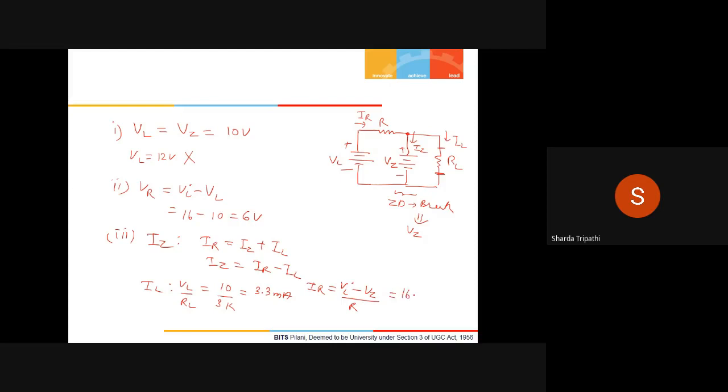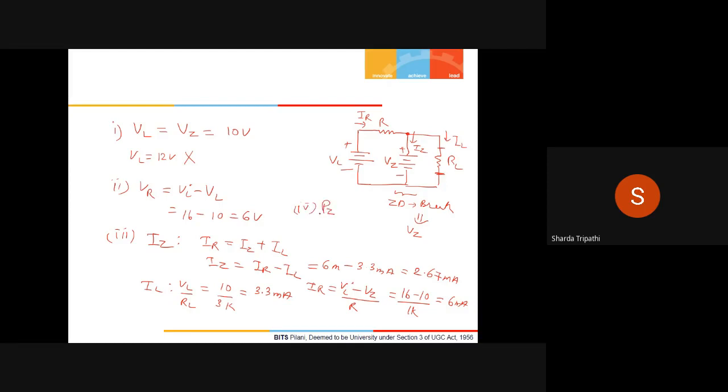So this is 16 minus 10 divided by R. R was how much? 1 kilo ohms. So this comes out to be 6 milliamperes. If you substitute this back over here, this will be 6 milliamperes minus 3.3 milliamperes. So your IZ will come out to be 2.67 milliamperes. That's the third part. And what about the fourth part?